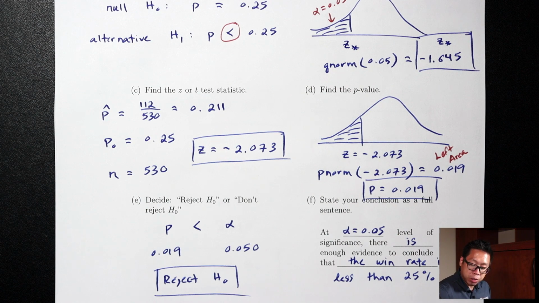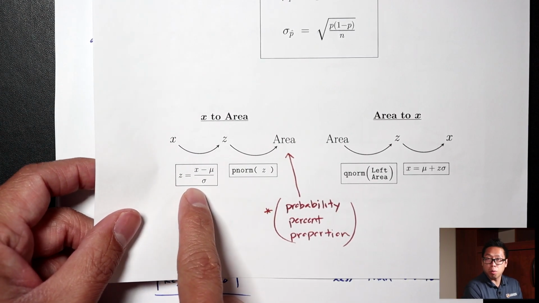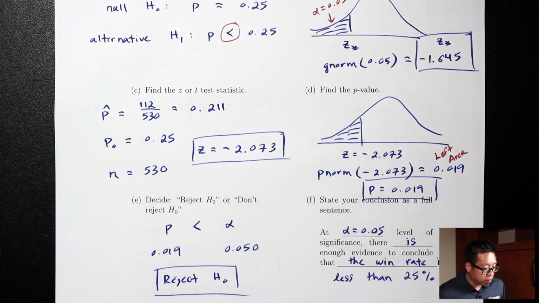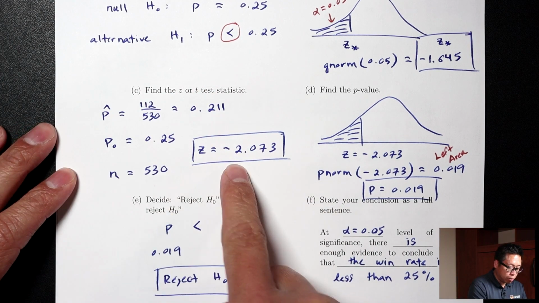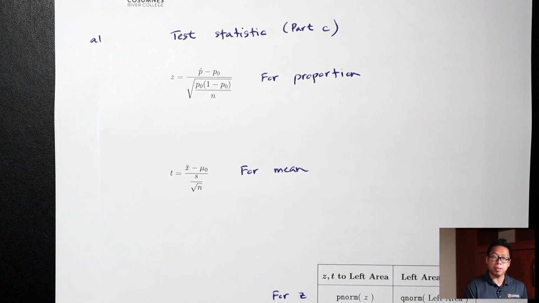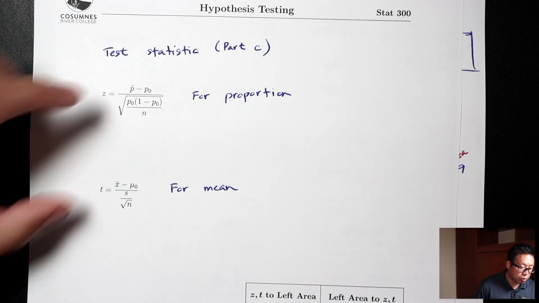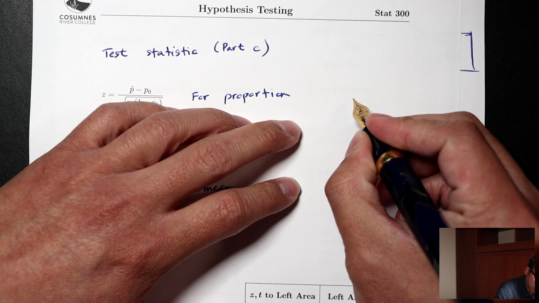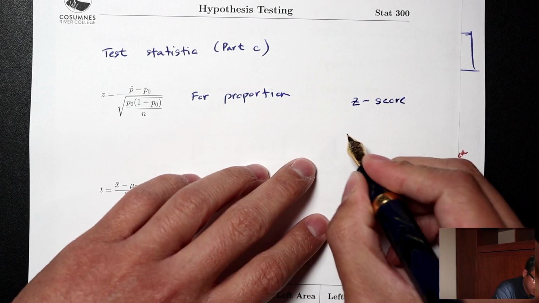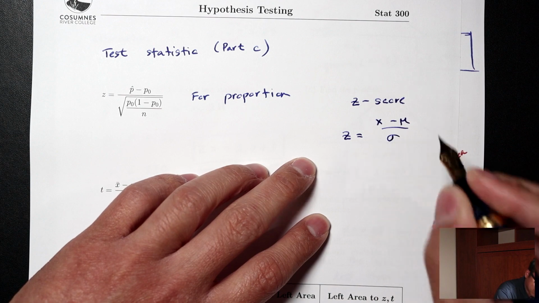And when we talked about the normal distribution, for an x to area type question, the first thing we did was we used the z-score formula. And then after we get a z-score, we use pnorm. And so what I wanted to point out is in part C, where we find the z or t test statistic, we're using one of these formulas on the front page, either the z formula or the t formula. And what I want to point out here is that these two formulas are really just z-score formulas. So both of these are of the form x minus the mean over a standard deviation.